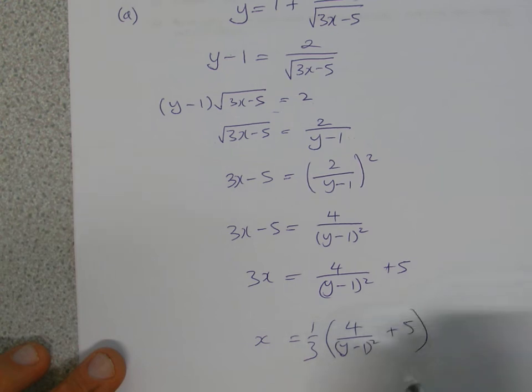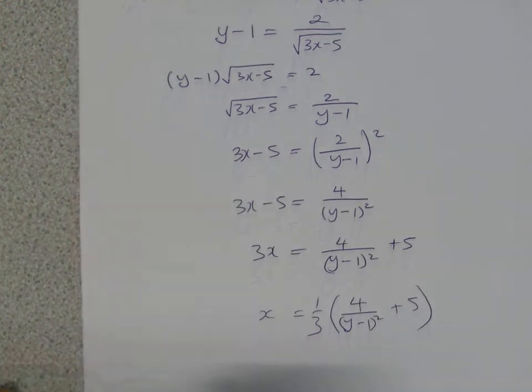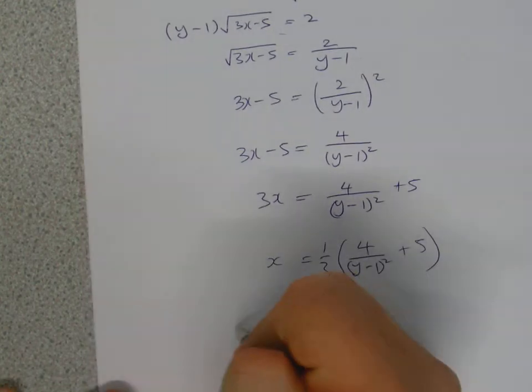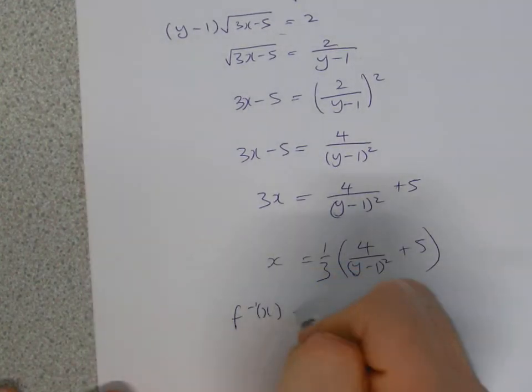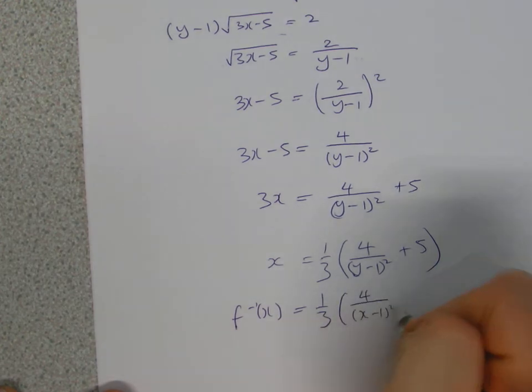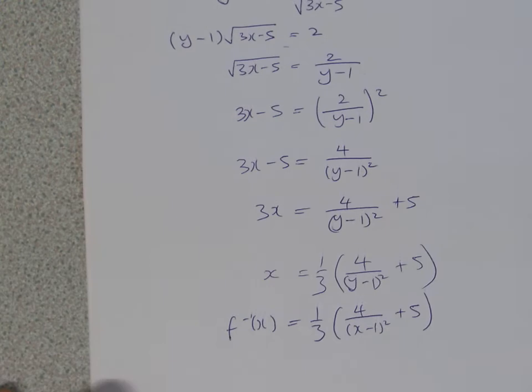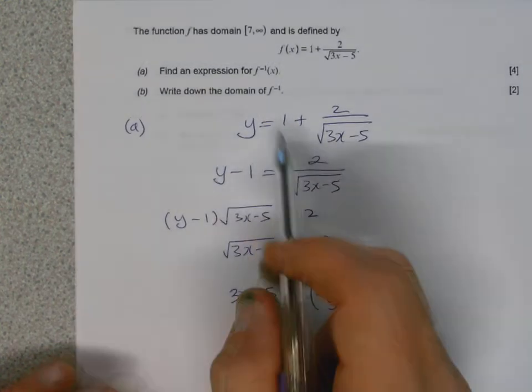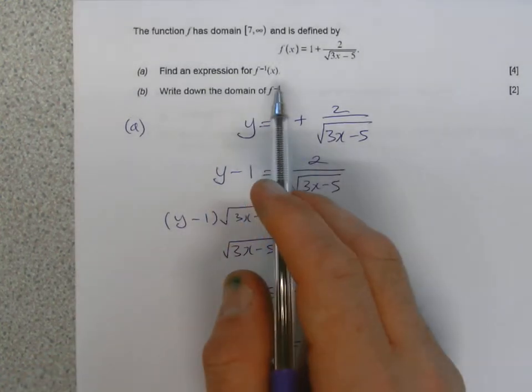1/3 of all of it. It's important then to have the bracket, so it's 1/3 of all of it. And then we're done. And just to finish off, you say f to the minus 1 of x equals 1/3 of 4 over x minus 1, all squared, plus 5. Job done. Alright? And in part B, it says, write down the domain of f to the minus 1.